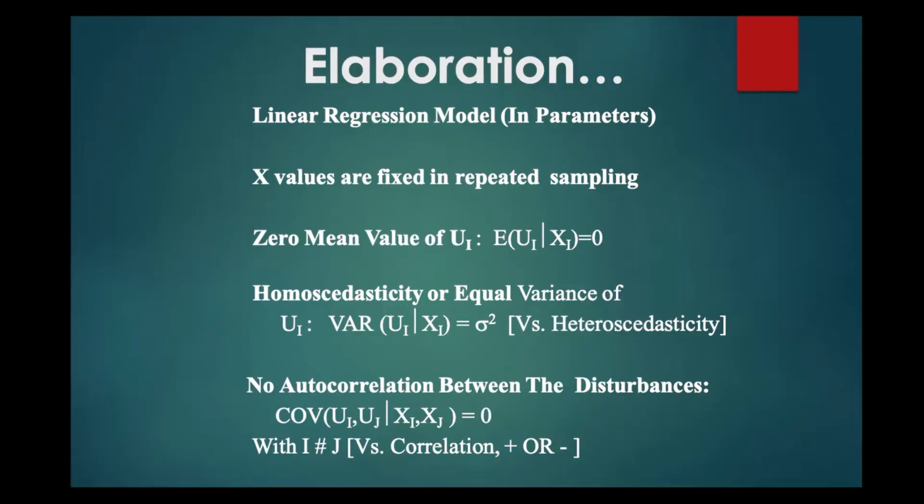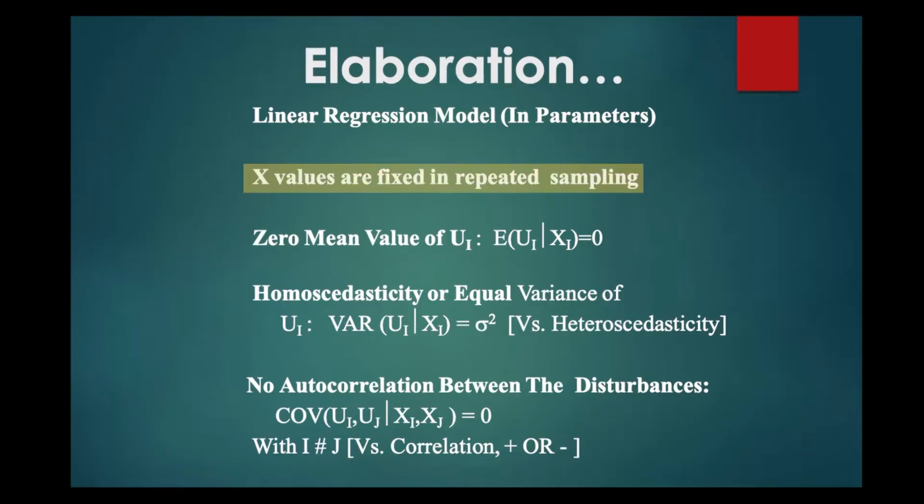Henceforth, we go for the elaboration of the ordinary least square assumptions. As we go for the elaboration, we find the linear regression model in parameters. This is meant by the population parameters of the model, where alpha and beta are the two important parameters in this case. So in a two-variable regression model, we have alpha, the constant intercept term, and the slope coefficient is given by beta, and they should be linear in nature, but the variables can be nonlinear. They can take up the square form or any other functional form.